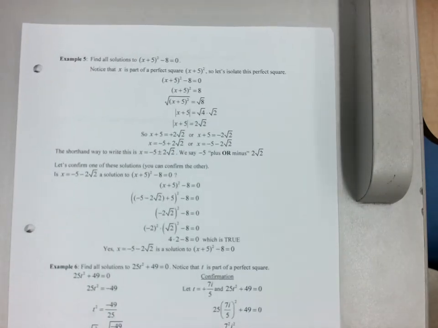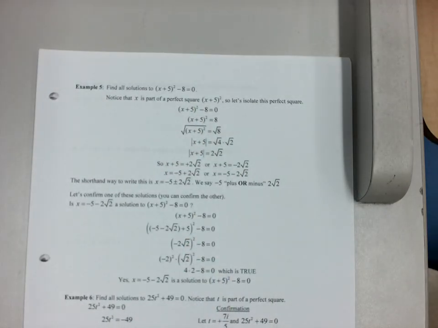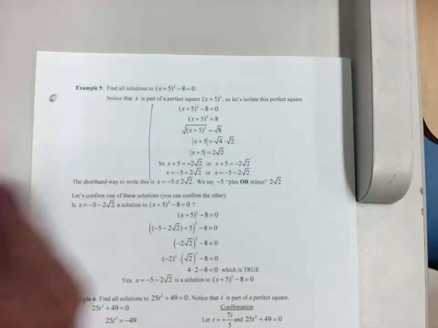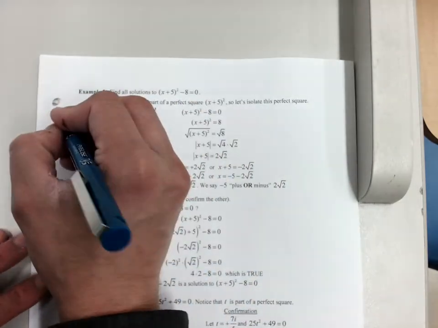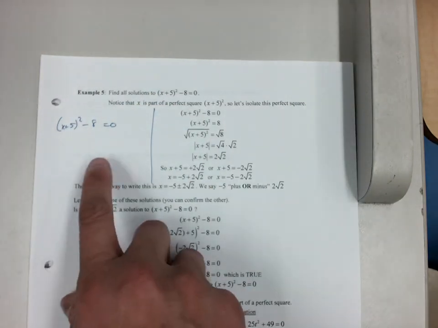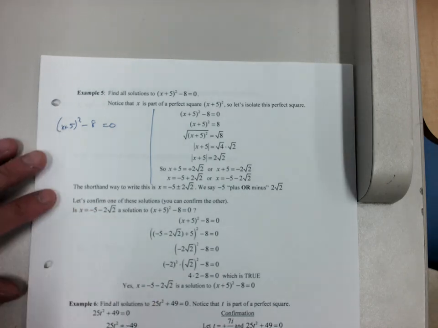Example number 5 is going through the same kind of thing here. I'm going to work out one of these. So we get (x plus 5) squared minus 8 is 0. Now if you notice, in this case, it's already a perfect square, because you have the square. Our goal is eventually to work that out.